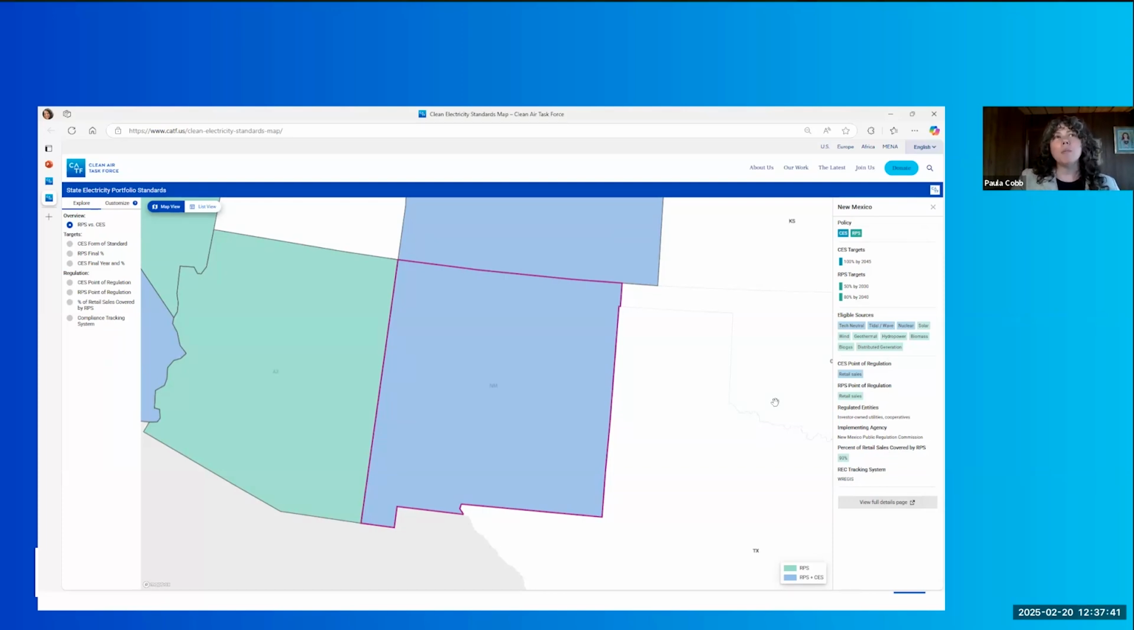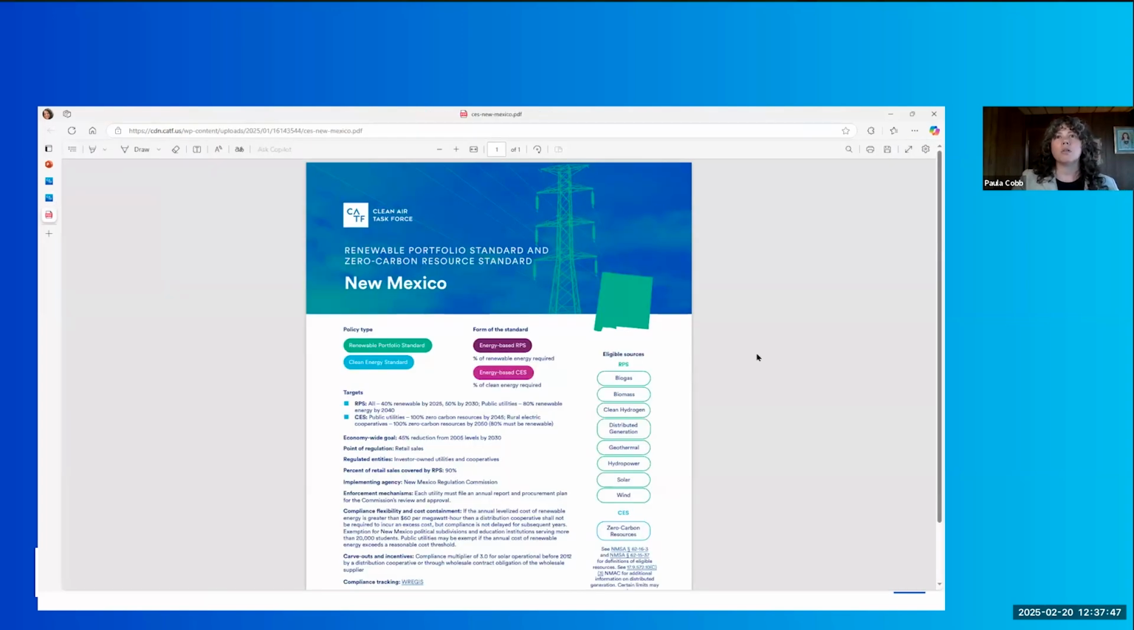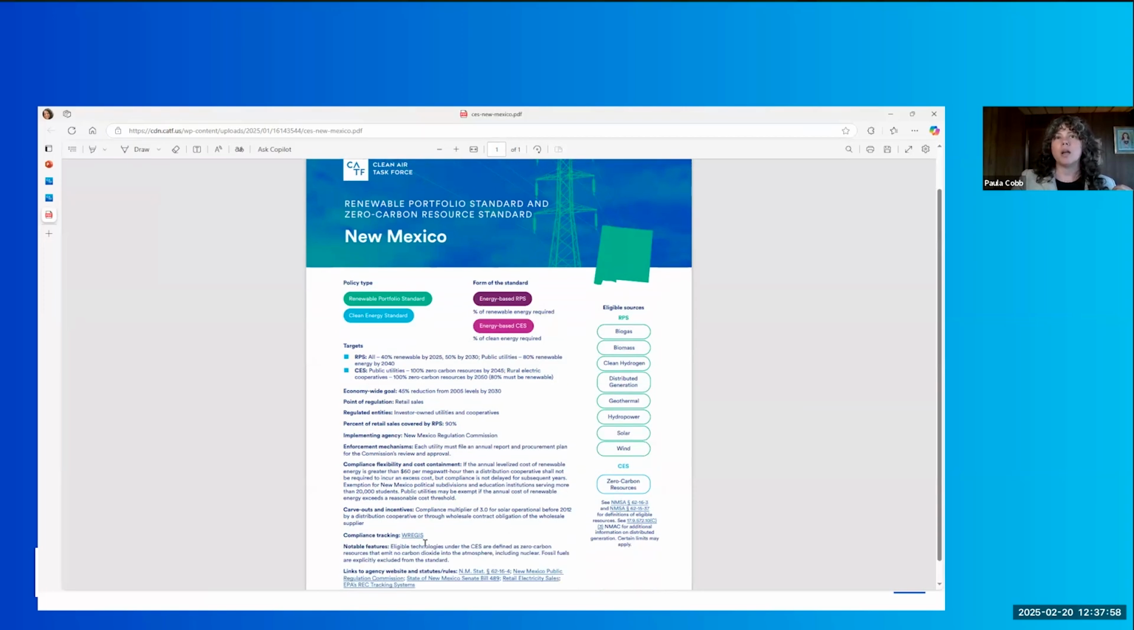However, when you have time and you want to dig into that state more deeply, you can click here on the details page. It'll actually take you to a specific one-pager for that state's policies. This has the information on the map plus a little bit more, and it includes links to the state code, for example, and other resources that you might find really beneficial as you're trying to figure out how states around you, for example, have developed their particular policies.